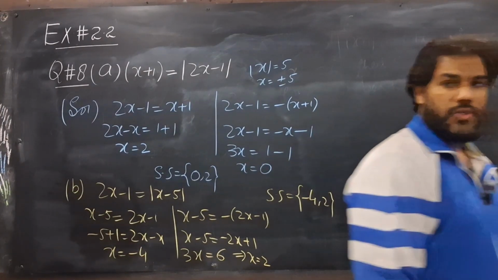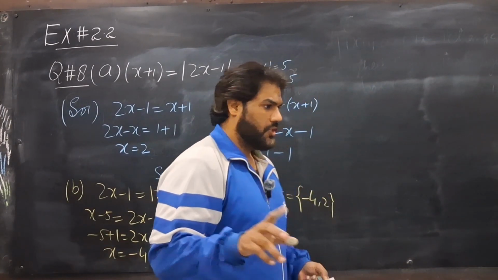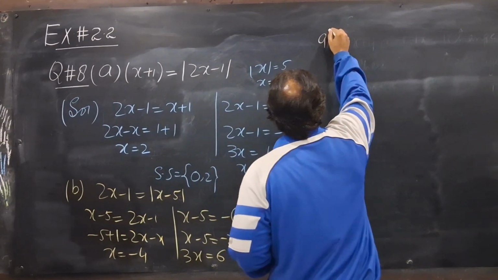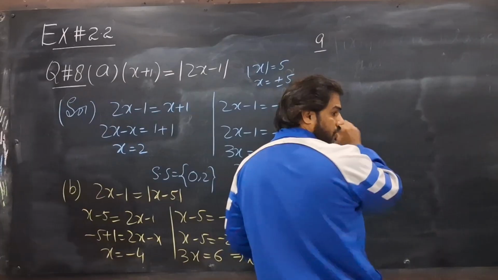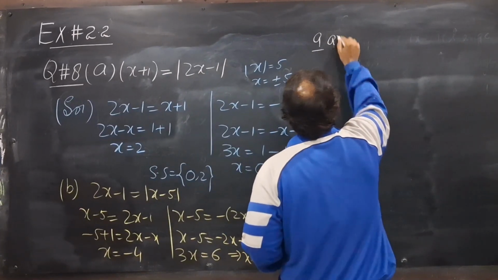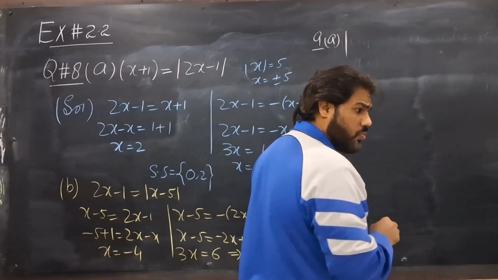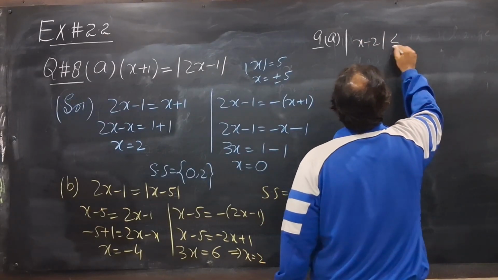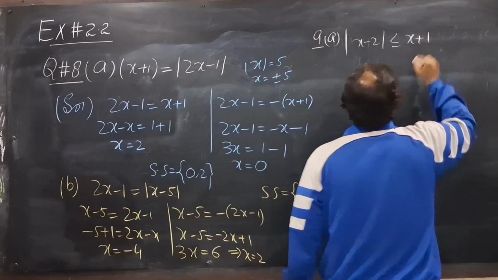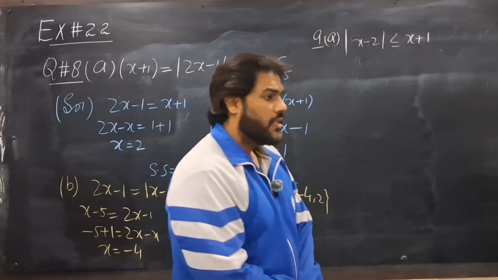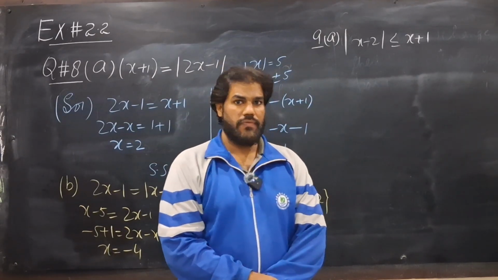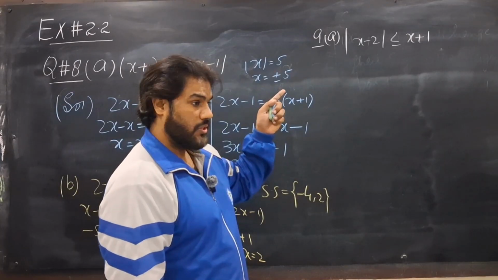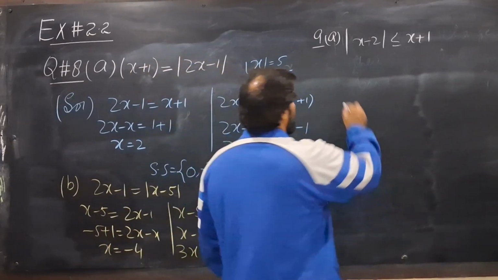In question number 9, we have to solve an inequality. The inequality, A part, is absolute x minus 2 less than or equal to x plus 1. And also we have to sketch the graph of this inequality. Absolute x minus 2 less than or equal to x plus 1. Yes, this is okay.